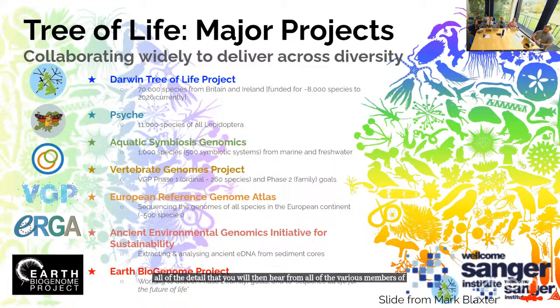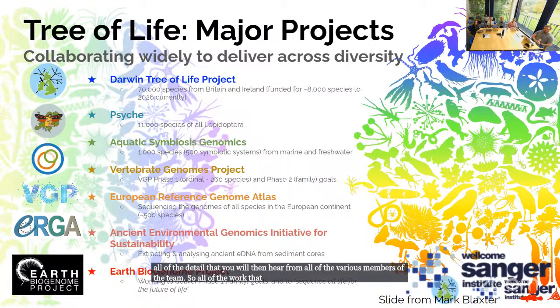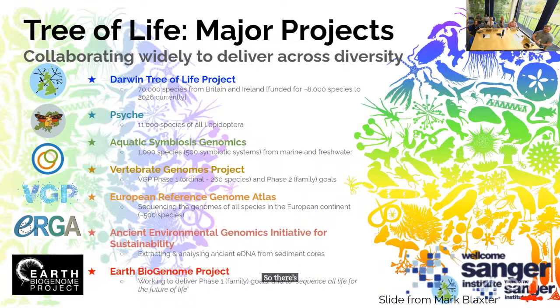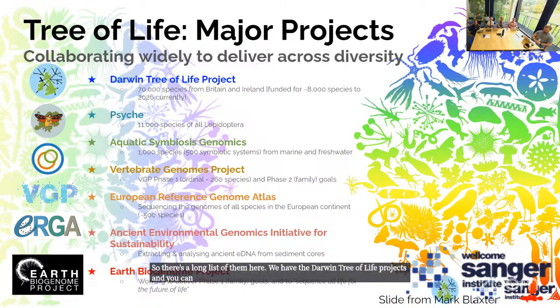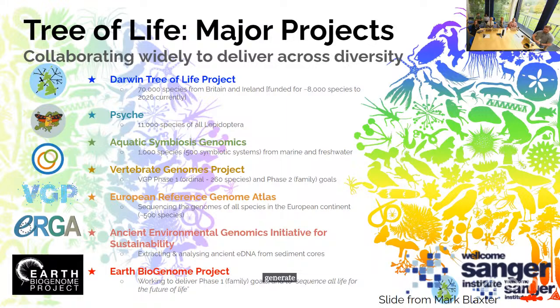So all of the work that we do sits under various different projects that are part of the Earth Biogenome project. So there's a long list of them here. We have the Darwin Tree of Life project, and you can see that's aiming to generate reference level assemblies for 70,000 species from Britain and Ireland. We are a couple of years into that project, and we're doing well, but there's still a lot to do, it's fair to say.